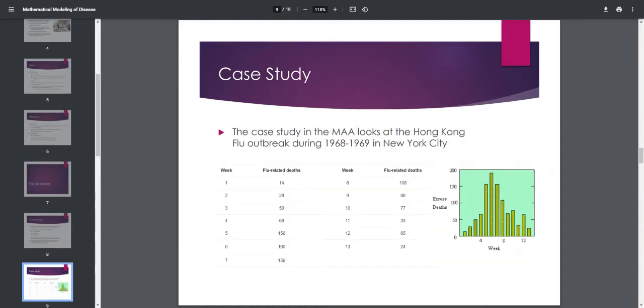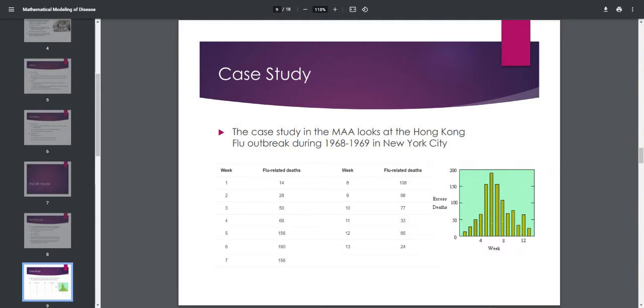For those of you who are just arriving from CS 151, you can thank me for that one later. So moving on to the case study. The case study in the Mathematical Association of America looks at the Hong Kong flu outbreak during the 1968 and 1969 years in New York City. The data displayed in the following table is the excess pneumonia influenza-related deaths, basically the number of deaths in excess of the average number to be expected from other sources at the time. And the graph displays the same data. So you can see kind of in weeks 5 through 8 that this particular flu peaked.